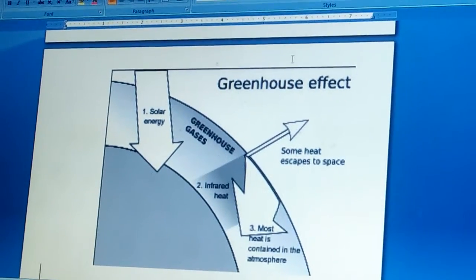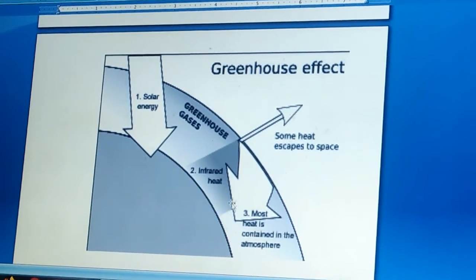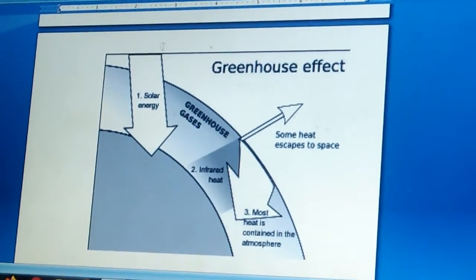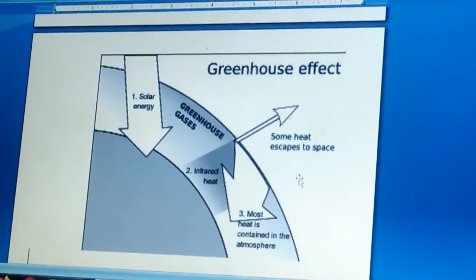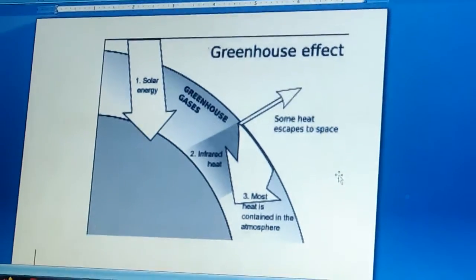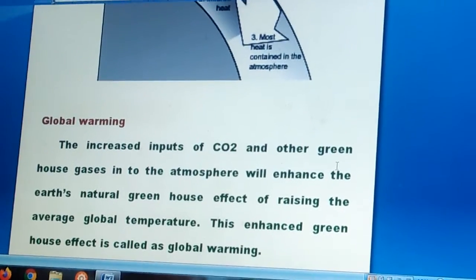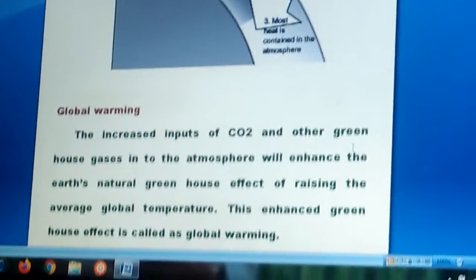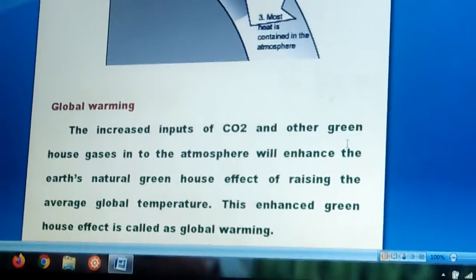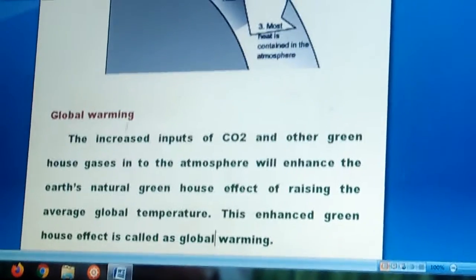See this picture. Because of this blanketing greenhouse effect, what is happening? Thinning of the ozone layer will occur. So solar rays are directly coming to the earth. UV rays, you know very well how harmful they are, highly harmful, carcinogenic. Because of this greenhouse effect, the increased input of carbon dioxide and other greenhouse gases in the atmosphere will enhance the Earth's natural greenhouse effect. It causes a rise in the average global temperature. So for global warming, the main reason is ozone depletion because of greenhouse gases.